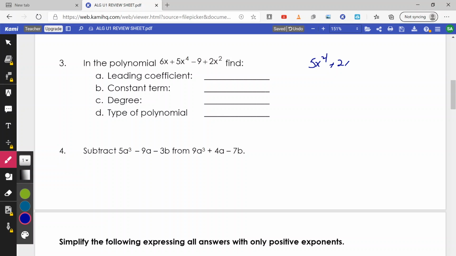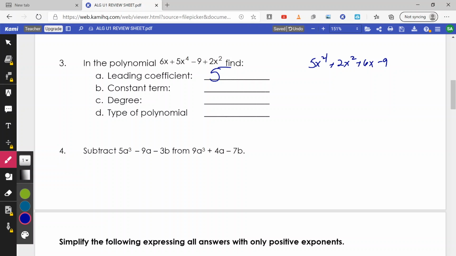And then 2x squared is the next highest, and then 6x minus 9. So that's what we're actually dealing with. The leading coefficient is the number that's out front of the highest exponent. In this case, it's x to the 4th. Leading coefficient is going to be 5.